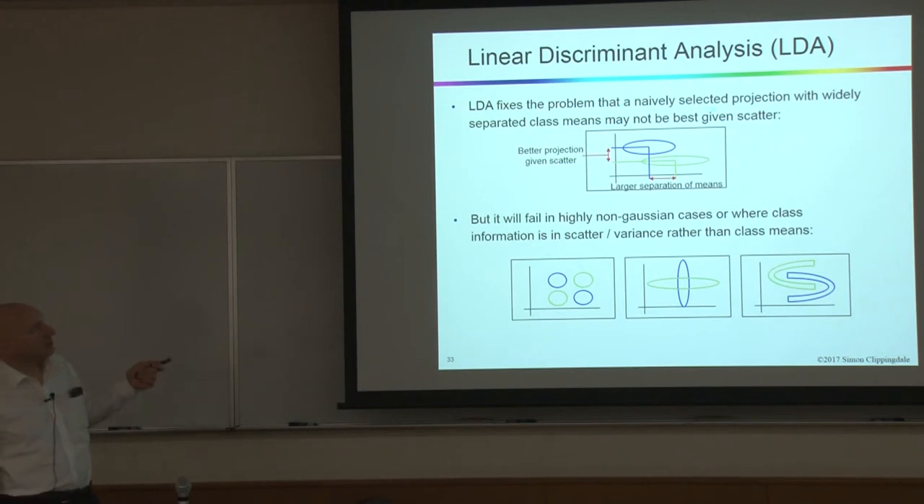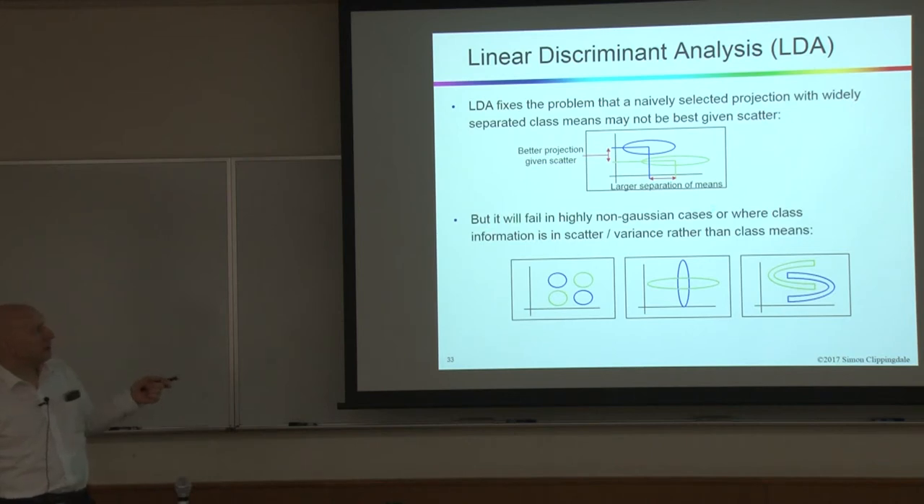It addresses the problem that a naively selected projection with widely separated class means may not be the best given the way the classes are scattered. So here's an example where, just looking at the class means, there's the blue class mean and there's the green class mean, you might think that projection onto this axis where they're widely separated would naively be the best thing to do. In fact, projection onto this axis is going to work better, even though this distance is smaller than this distance, because of the shape of the scatter matrix for each class.